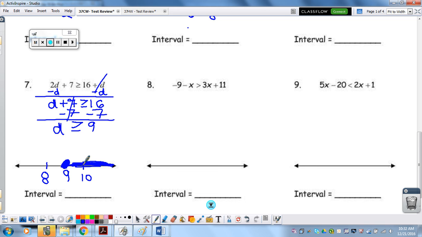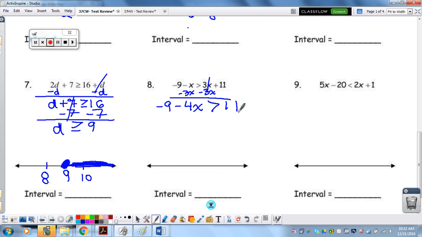Okay? Number 8. So what I'm going to do is move my letters over to the left. You can do it different ways, but I like to have my letters on the left so I don't have to worry about rewriting my final answer. It's a positive 3x, so now I'm going to subtract 3x on both sides. What you do to one side, you do to the other. So negative 1x minus 3x is negative 4x is greater than 11 minus negative 9.